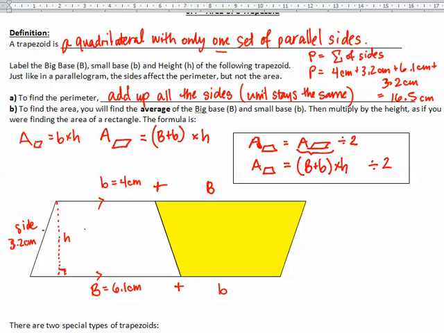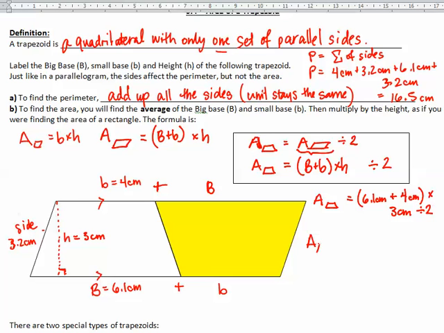Now I have all these numbers. The only number I don't have is the height, and if I measure it using a ruler, I get 3 centimeters. If you want to pause the video, try out the calculations and see if we get the same answer. The area of the trapezoid is equal to, open bracket, big base was 6.1 centimeters plus the small base was 4 centimeters, then times the height, which is 3 centimeters, and then all of that divided by 2 because I'm cutting it in half.